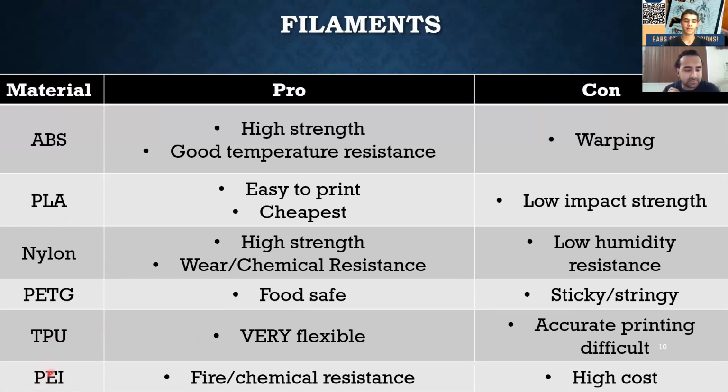And the last one, which is one I've never really used, but I heard it's used a lot in industry, is PEI, which is fire and chemical resistant as a major pro. Downside is it is very costly, by far the most costly out of all the materials. So if you ever want to make anything out of PEI, you have to be very sure about the application for it. And any questions on these filament types?